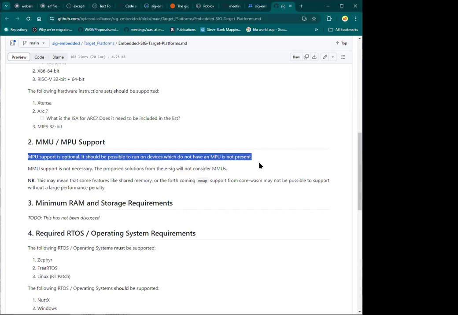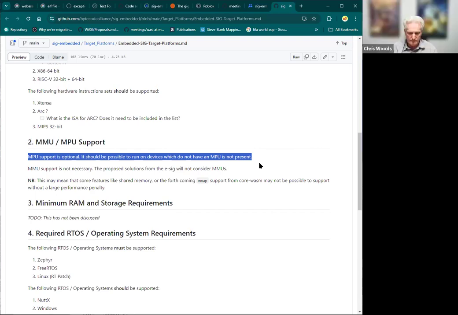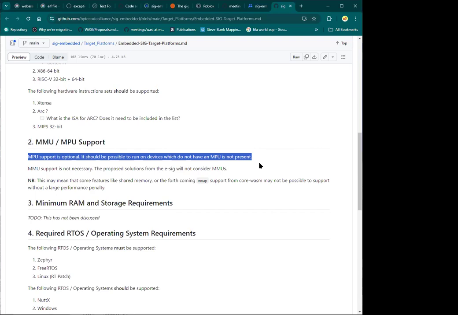Yes, I have one question for the MMU support. As I know, if we use large-scale applications like large linear memory, or if we try to support AOT, and the AOT has a large size, for example, more than 1 megabyte, then in this case I think the MMU support, that is, using virtual memory, is very important.